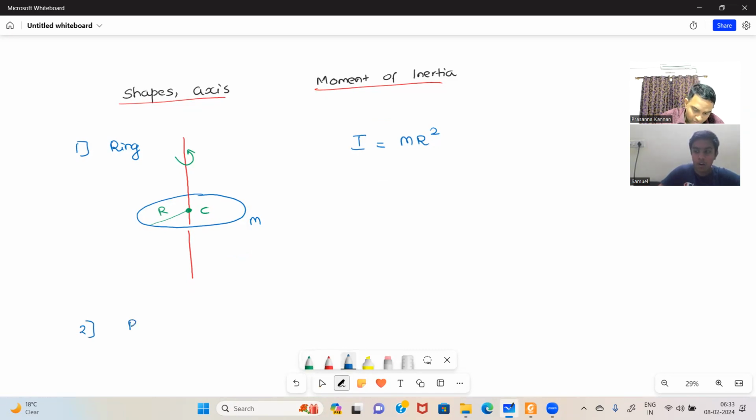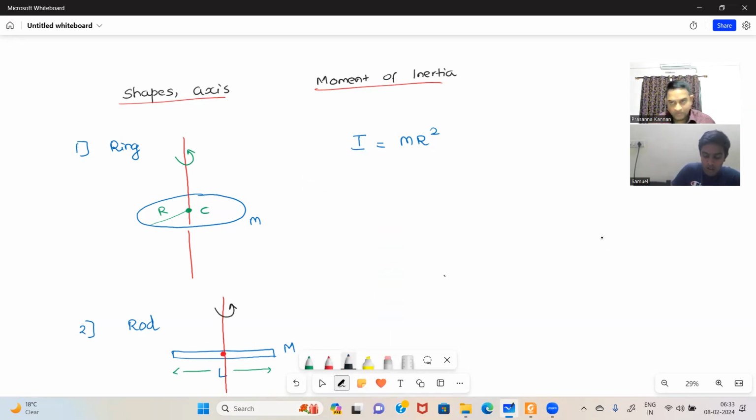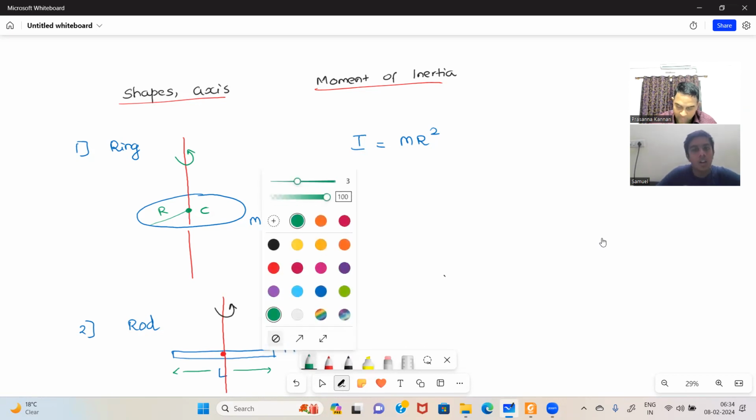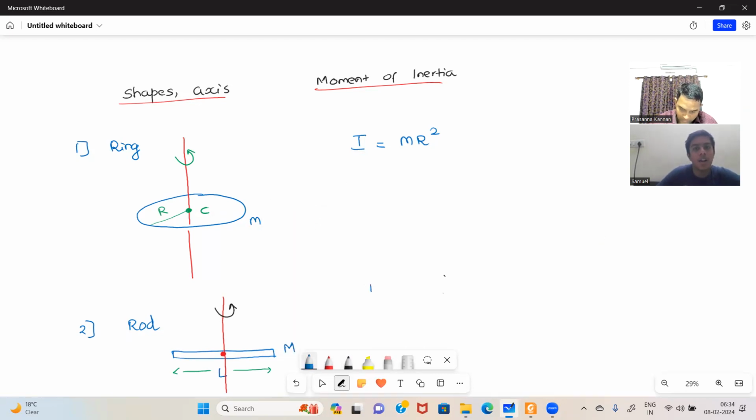Then we have the rod. Let M be the mass of the rod. Let L be the length of the rod. So the axis is passing through the center of mass and is perpendicular. So what is the moment of inertia of the rod in this case? 1 by 12 ML squared. Yes.